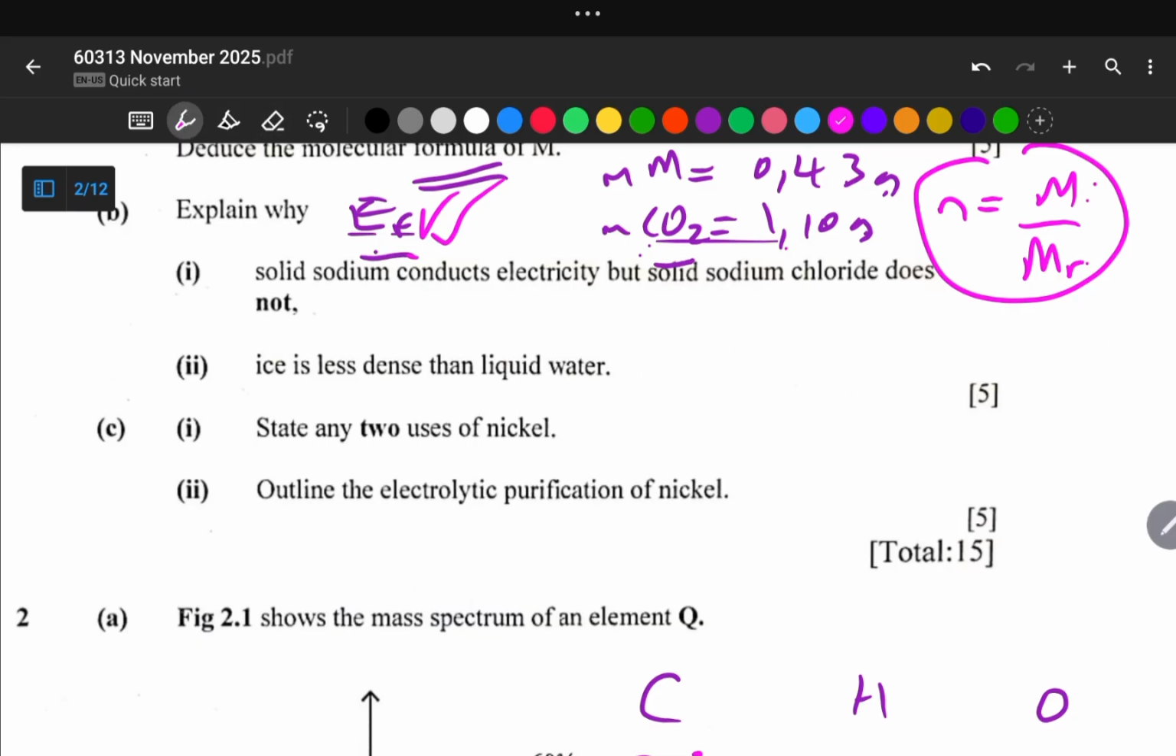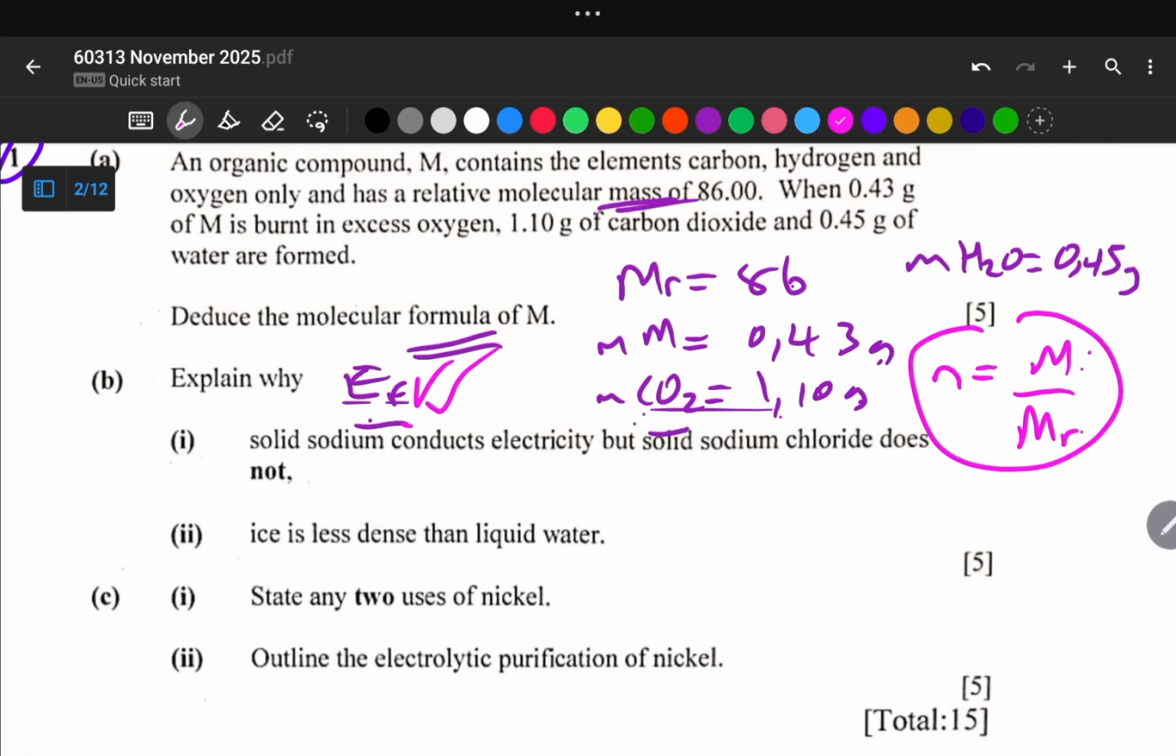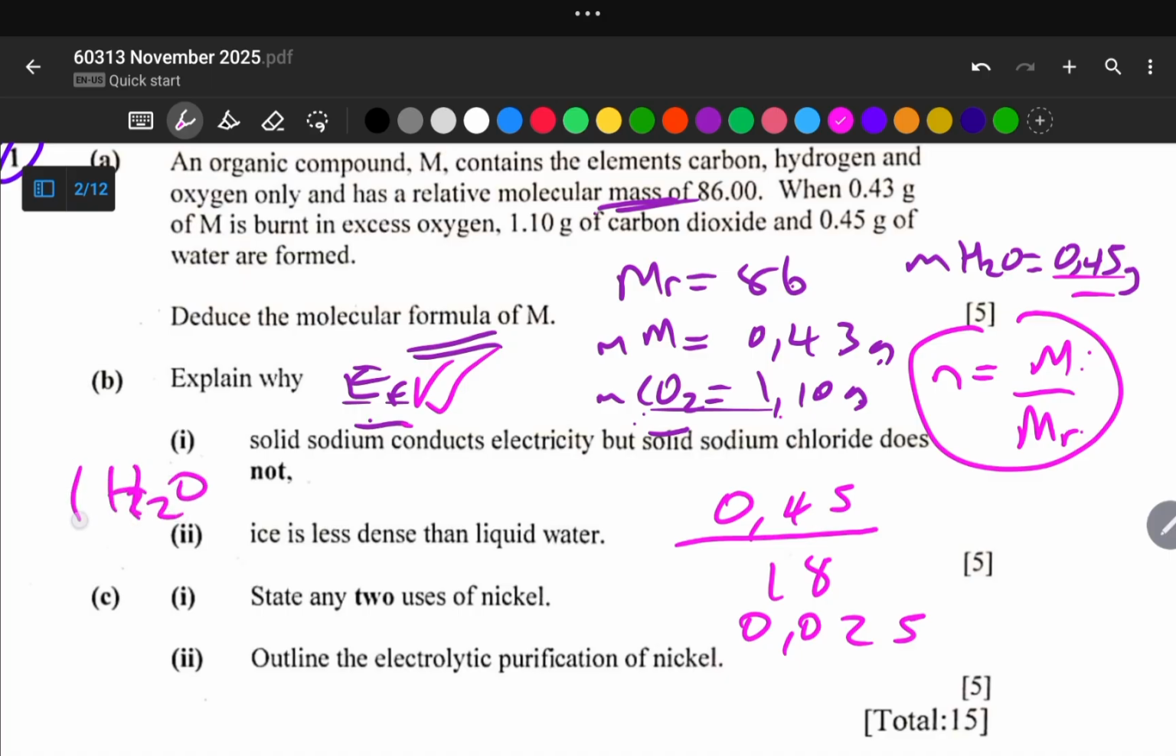So for hydrogen, we are having the mass of water. So the mass is 0.45 over the Mr, which is equal to 18. So we're simply going to have 0.45 divided by 18, and then we are going to have 0.025 again. And then from this water molecule, one mole of water, we're having 2 moles of hydrogen atoms, right?